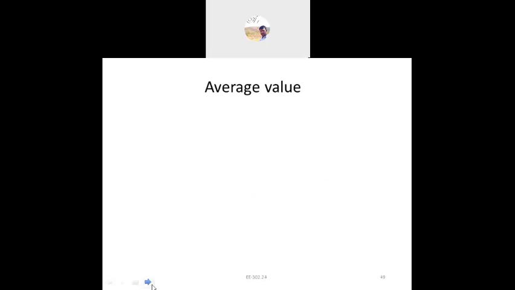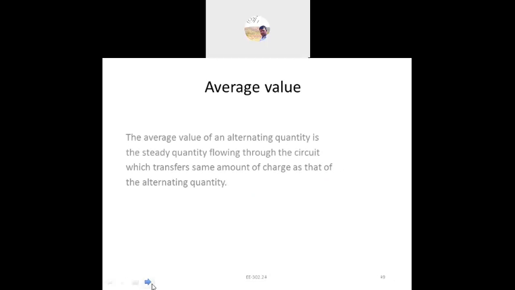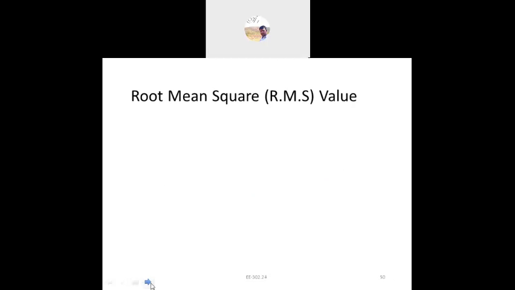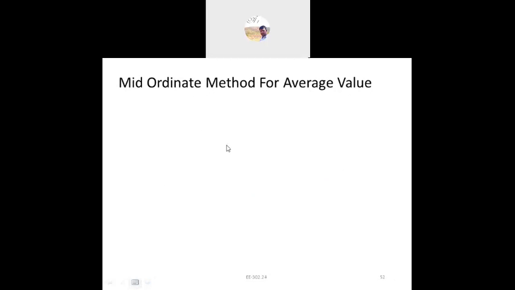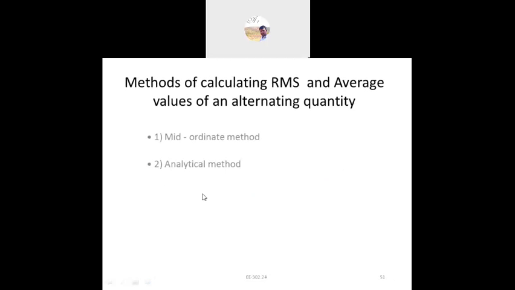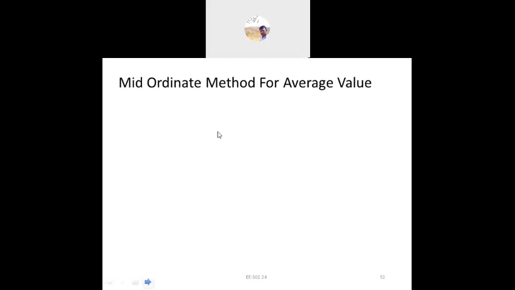Next, average value, already discussed. Now the methods of calculating RMS and average values of alternating quantities. Let's see which method. The methods are the mid-ordinate method and the analytical method. These are the methods of calculating the average value.